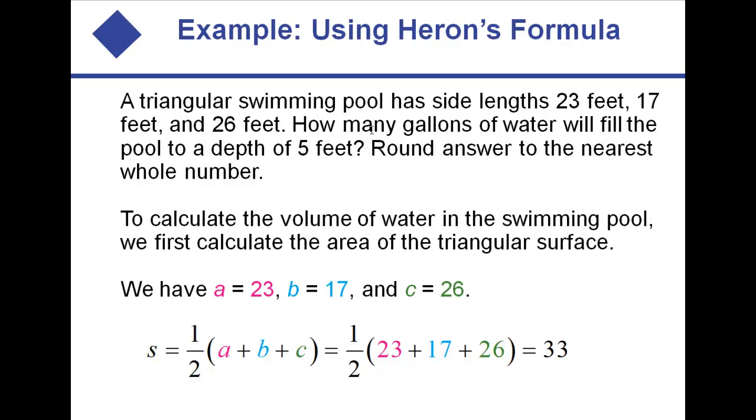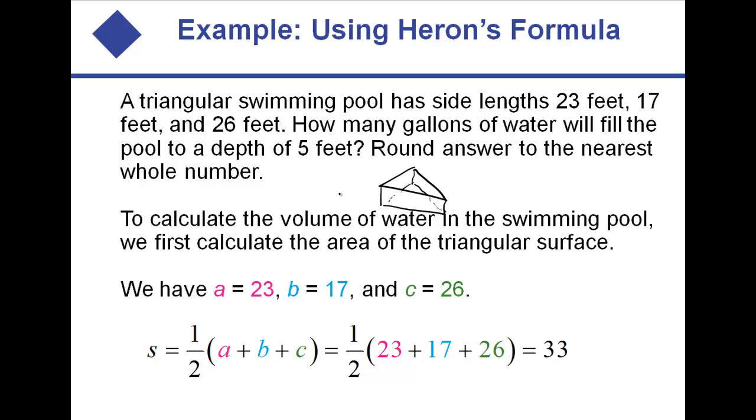Another example that's more of a word problem. Given the side lengths, how many gallons of water will fill the pool to a depth of 5 feet? Round your answer. So somebody decided to build a very strange triangular pool. Right, and then something like that. Looks like a big wedge of cheese as far as the shape of your pool.